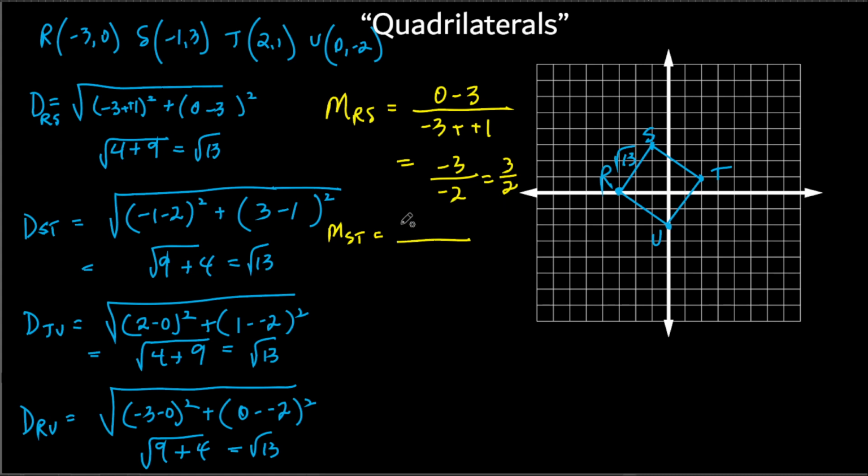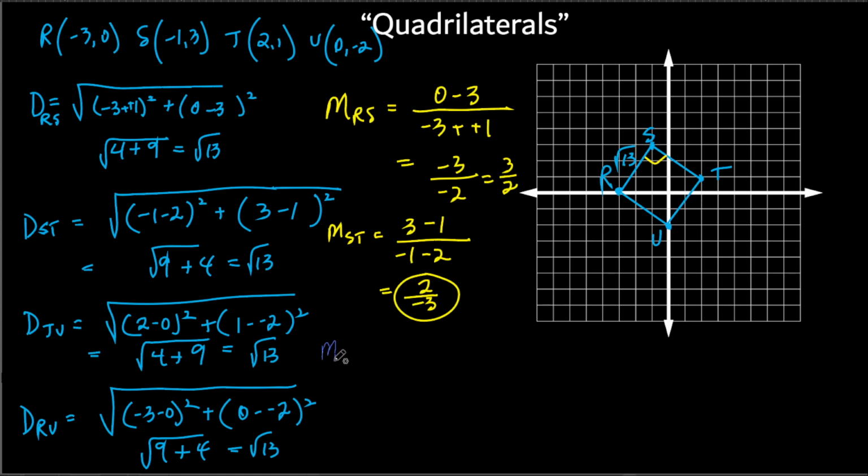So ST, we subtract the y's, so what do we get? 3 minus 1, right? And then subtract the x's, negative 1 minus 2. So what do we get? That's 3 minus 1 is 2 over negative 3. There you go. That is negative 2 over 3. So at least we know that we have a right angle there, don't we? Okay, so that's 1, all right? And you're right. Really, if you only showed 2 of them, that would be enough. But we're going to do all 4 of them just for fun.